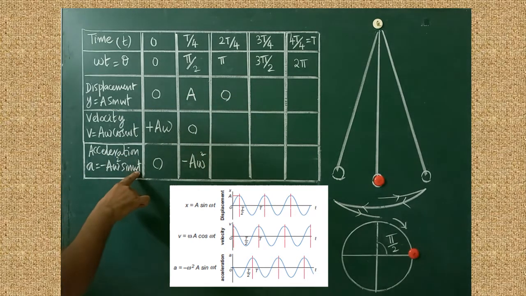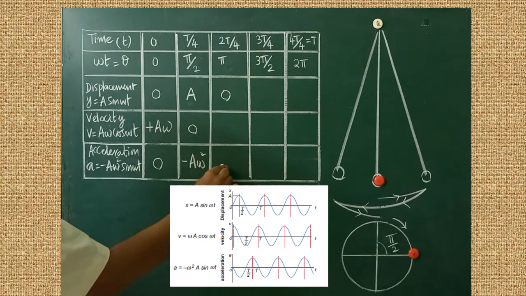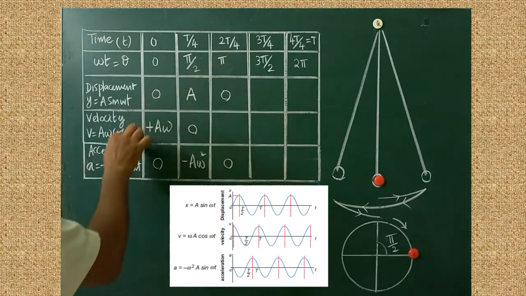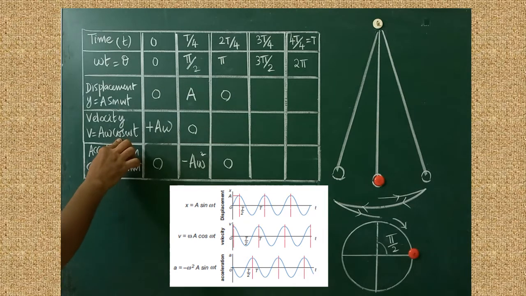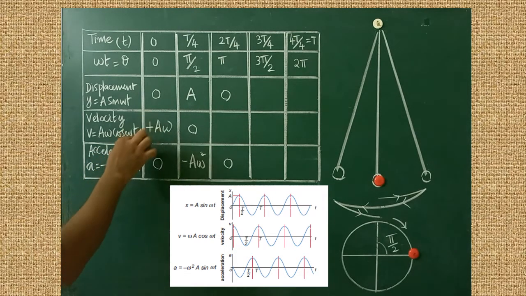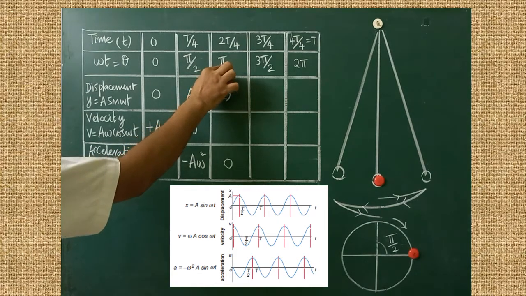Are you clear? Here also sin omega t is there. Sin 180, so acceleration will also be equal to 0. Could you understand the concept? Now the same pi must be substituted here, in the cos omega t expression. Instead of omega t, substitute pi.